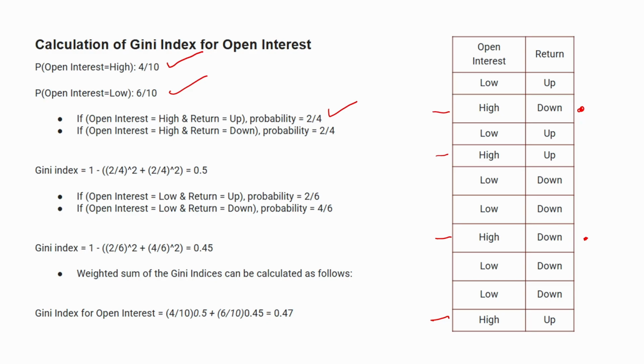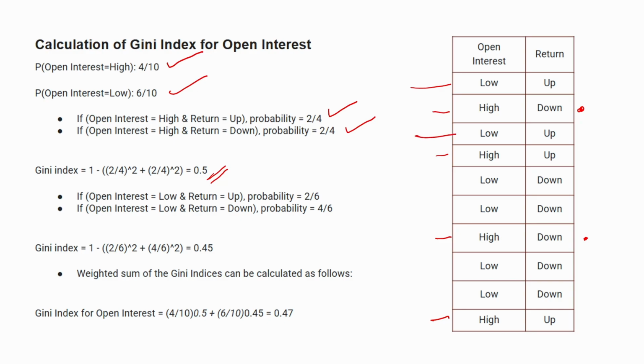And for down, the total is also 4. Out of 4, open interest high and down is 2. So 2 divided by 4 you got it. So how will you find the Gini index? It is 1 minus (2 by 4) the whole square plus (2 by 4) the whole square. You got it as 0.5. Now what you have to do? The next case is for this low.